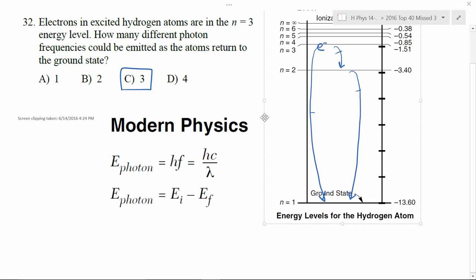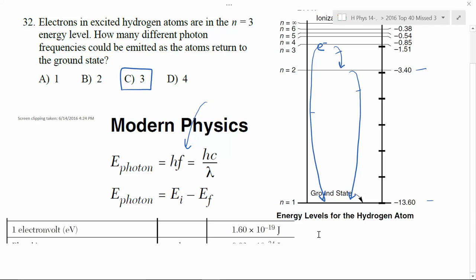You're not being asked to in this particular problem, but you could figure out those frequencies just by subtracting these energy levels and then plugging it into this formula. Although, you have to remember that those energies in electron volts would have to be converted to joules. And should you have to do that, on the front of the reference table it tells you one electron volt is 1.6 times 10 to the negative 19 joules.